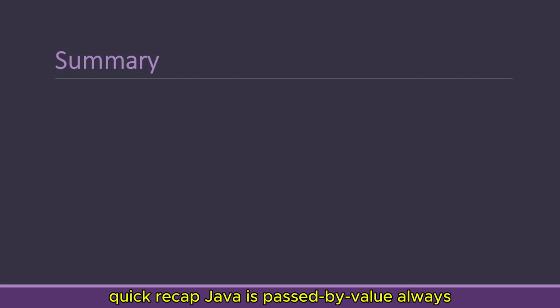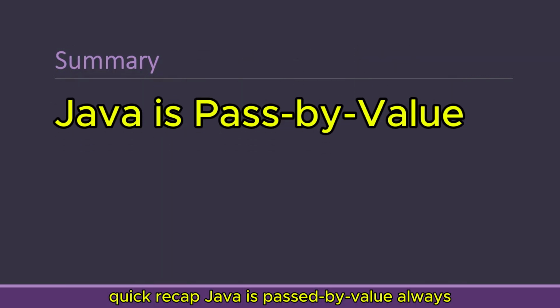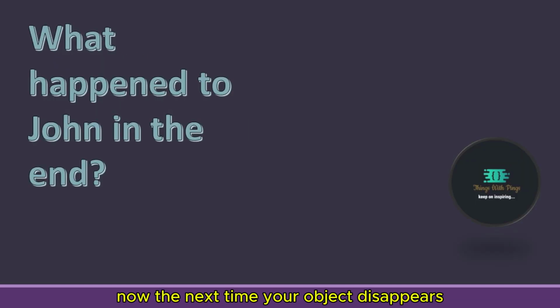Quick recap. Java is pass-by value. Always. When you pass an object, you're passing a copy of the reference. Changing the reference? Local only. Changing the object? That works. And everything sits in stack or heap. Now, the next time your object disappears, you know exactly what happened and why. Got it. Great. Let's finish strong.